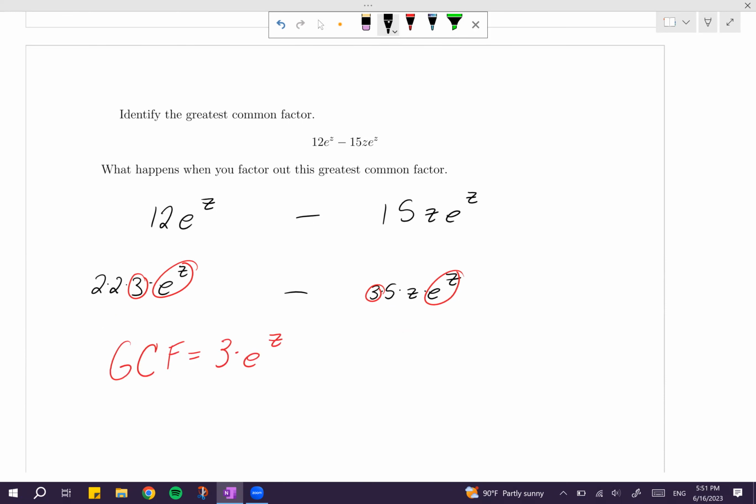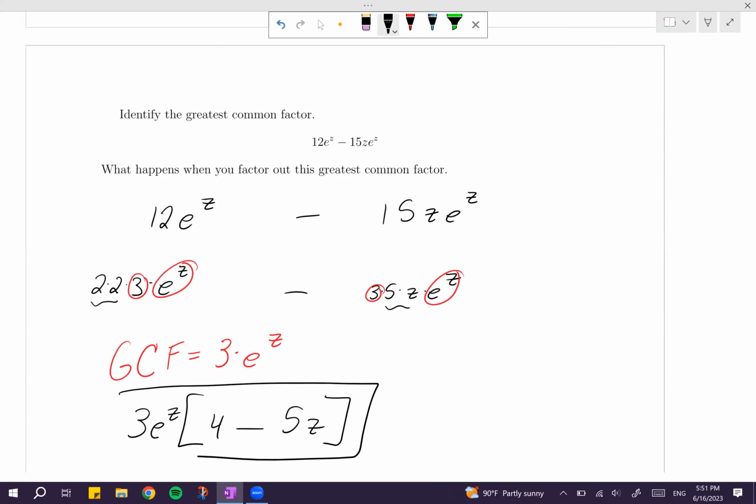All right. Now, whenever I factor this out, all that's going to be left is just the stuff that's not in red. So we're going to have 3 times e to the z times 2 times 2 is 4 minus 5 times z is 5z. And this would be it after I factor out the GCF, and this is my GCF.